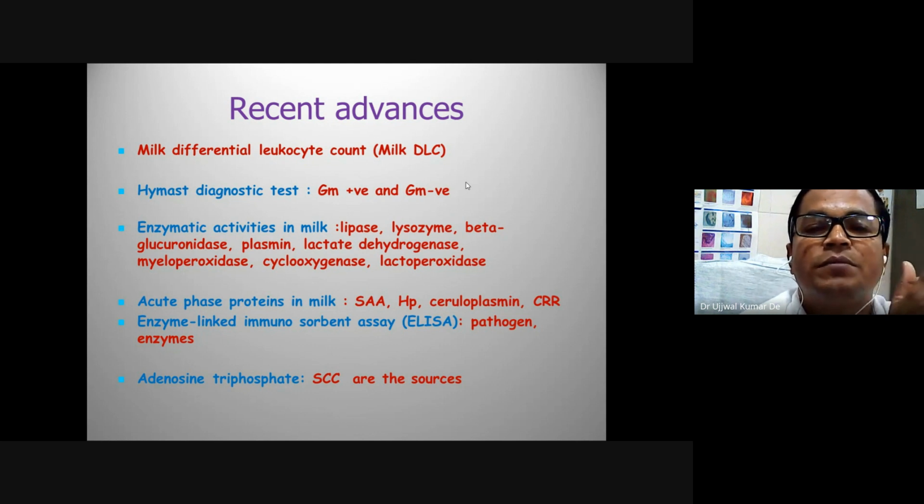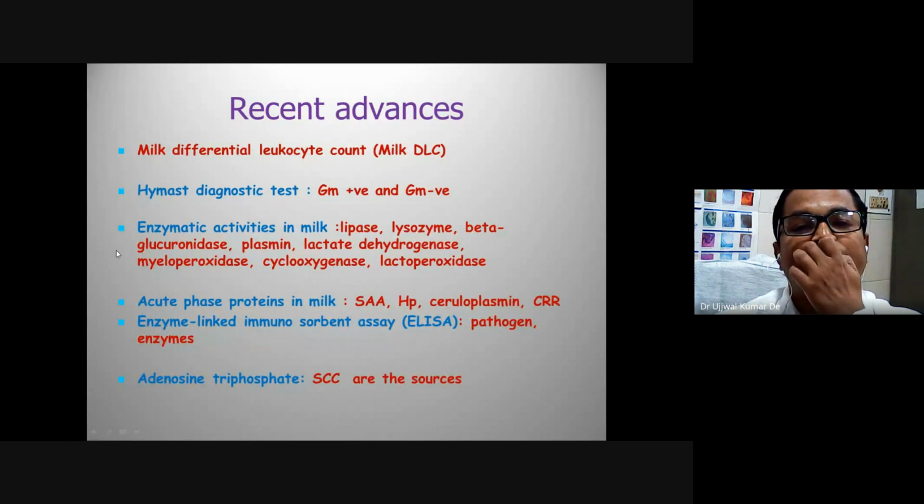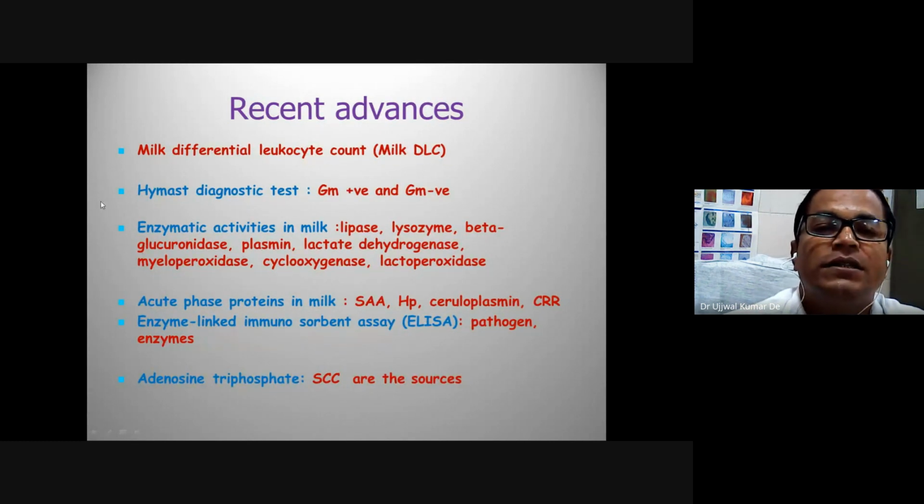Then you can estimate different types of enzymes: lipase, lysozyme, plasmin, and others. These are enzymes secreted by the leukocytes, and some molecules are secreted during inflammation by the host's body, like acute phase proteins. So these are the different types of other tests.